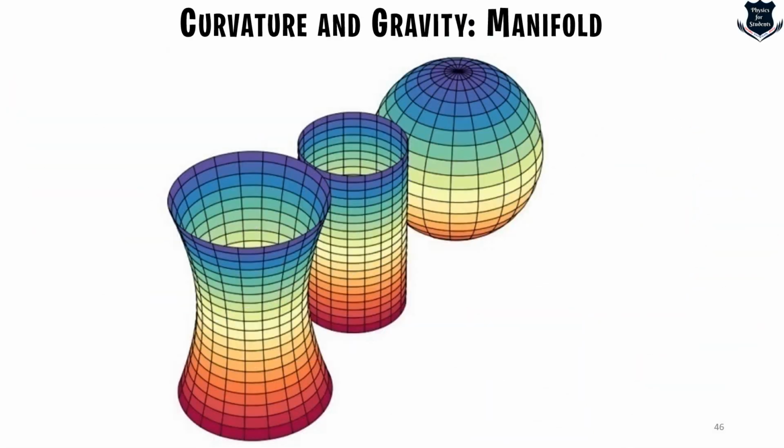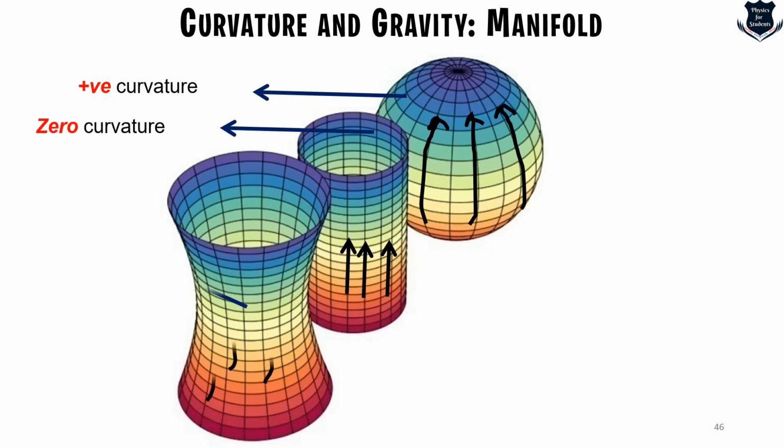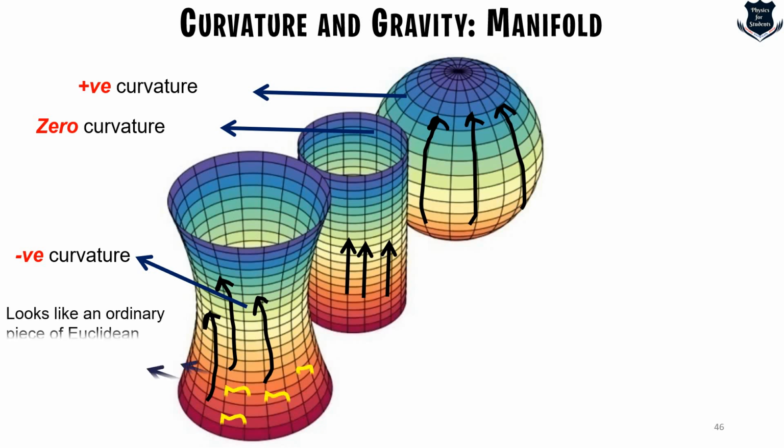Now these are different manifolds. This one has positive curvature, this has zero curvature, this has negative curvature. Now most important is that all these yellow surfaces look locally Euclidean.